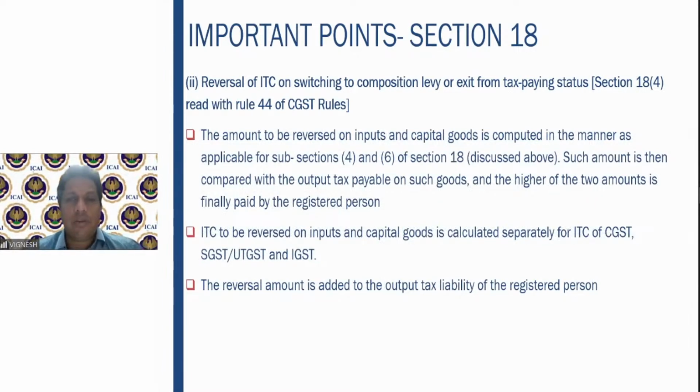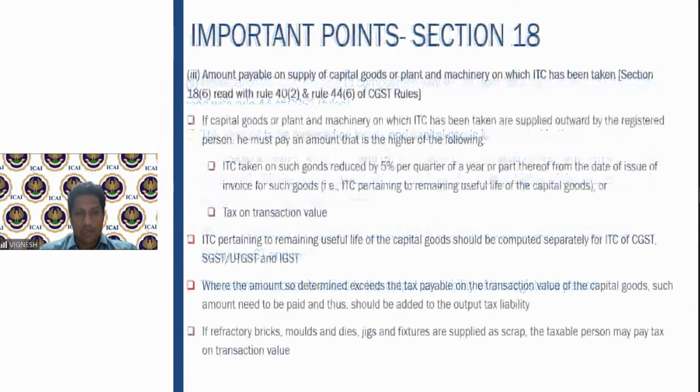Fine. What is the amount to be reversed? As I told you, you have to compare it with the output tax on the goods payable on such goods. The higher of the amounts is to be paid. Then ITC also is to be calculated separately for CGST, SGST. Whatever ITC is reversed is added to the output tax liability of the registered person.